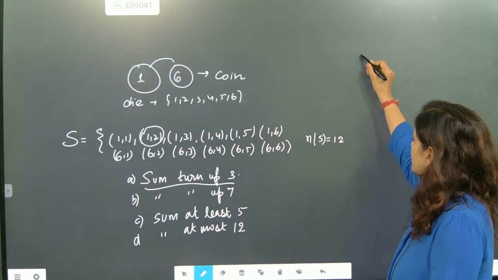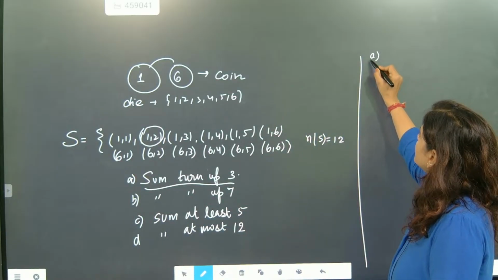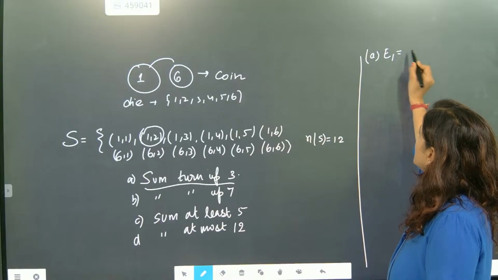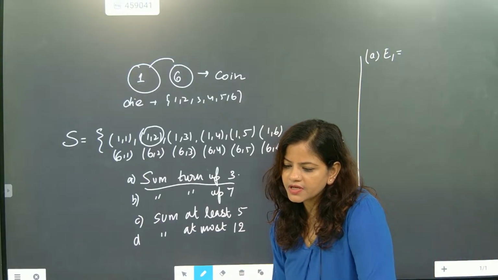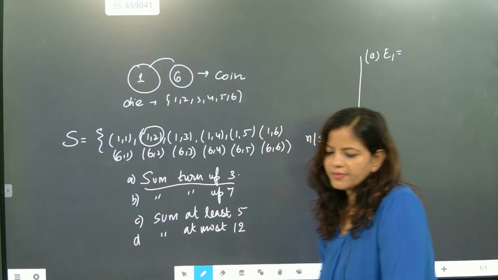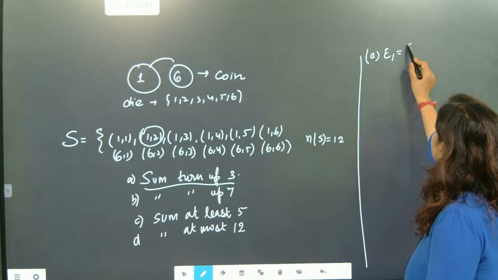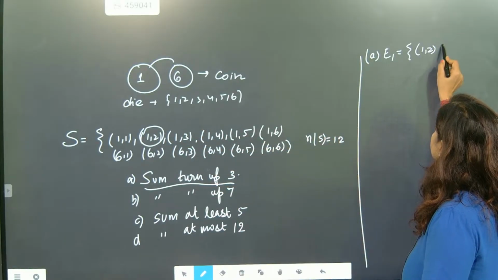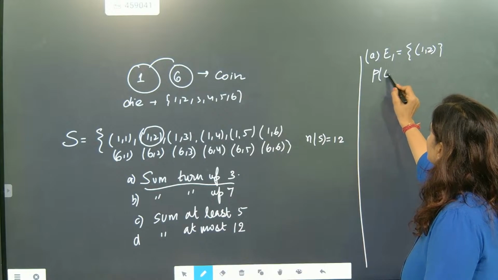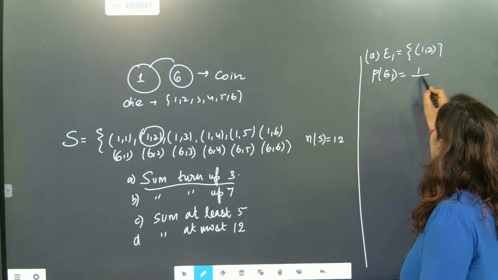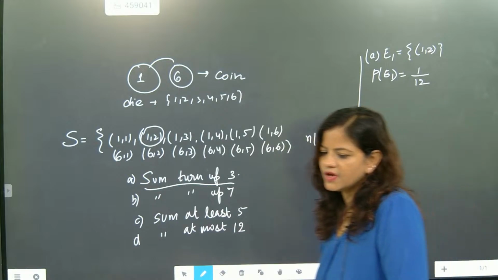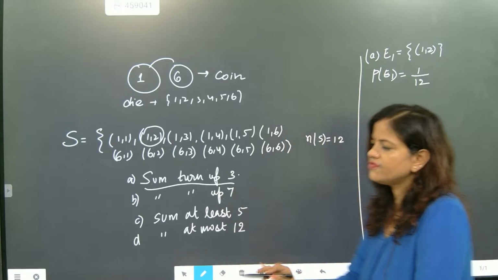So look here. The first part of the question is event E1. Event E1 is only 1 plus 2. So the probability of getting event 1 is 1 by the sample space, which is 12. So 1 by 12. This is the first answer.